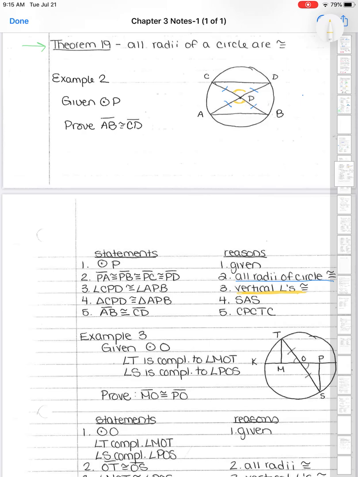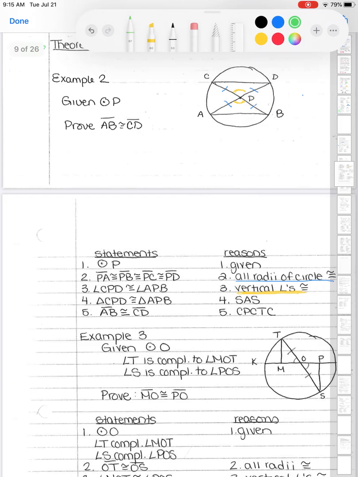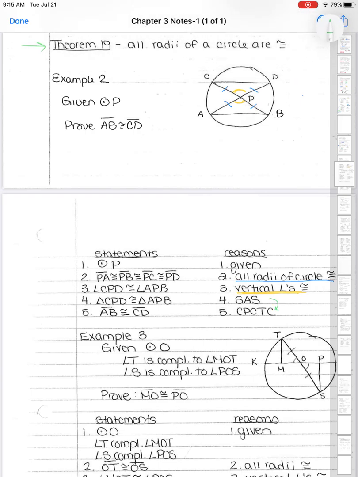Well, the other interesting piece that we have here, we have vertical angles. So we can say that these two angles are congruent to each other. So angle CPD is congruent to angle APB because vertical angles are congruent. Again, don't forget, make sure you add the congruent part to it. Don't just write vertical angles because that's not telling me anything about them. You have to tell me they're congruent to each other.